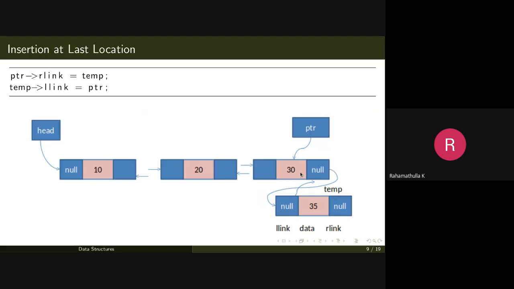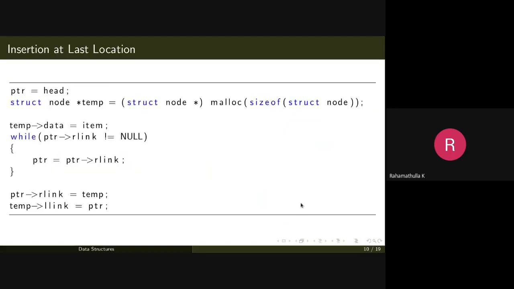You will find the last node by checking this pointer. If the next pointer of the node, or R link pointer of the node, is pointing to null, you can clearly say that it is the last node. So by changing these two pointers here, you can clearly attach this node temp as the last entry, or as the last node in the list.